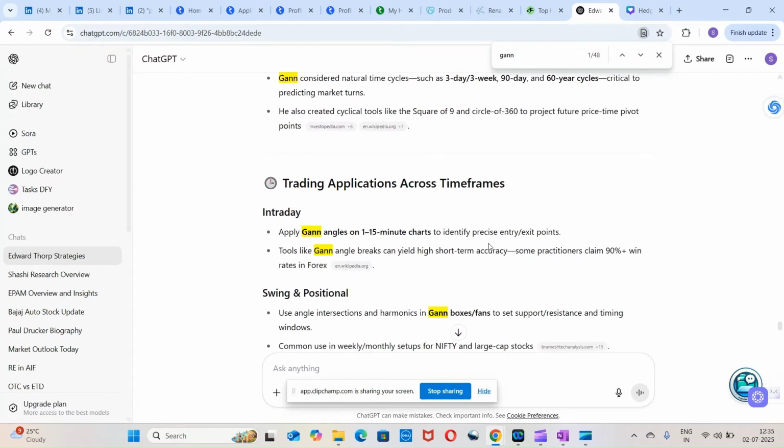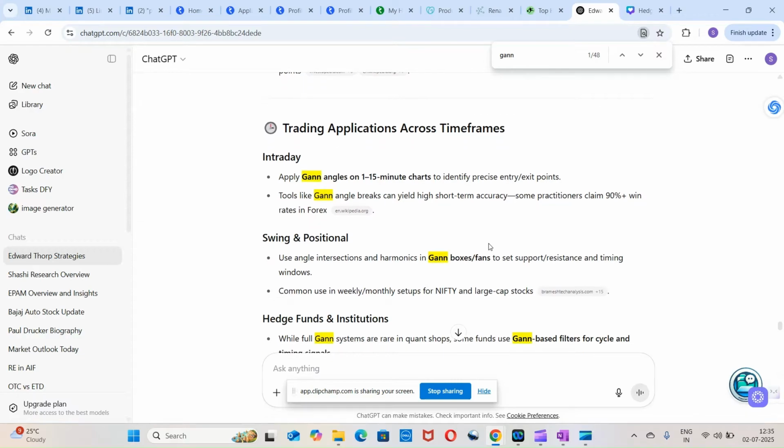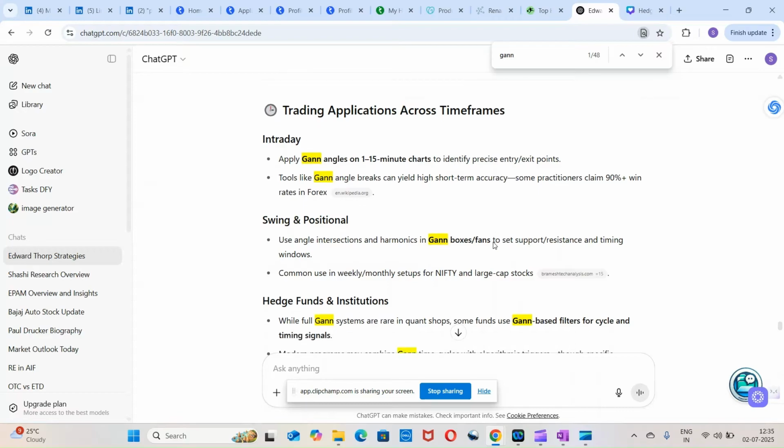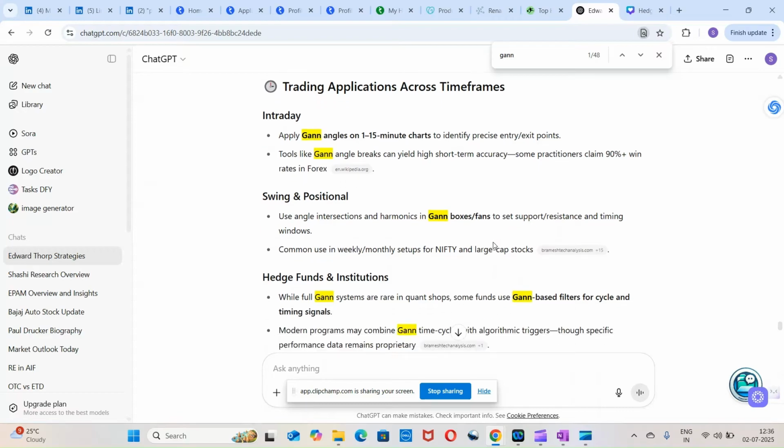Trading applications across time frames using Gann: for intraday, we can apply Gann angles on a 1 to 15-minute chart to identify precise entry and exit points. We can use tools like Gann angle breaks, which can yield short-term accuracy. Some practitioners claim a 90% win rate in forex when a Gann angle breaks. For swing and positional trading, you use angle intersections and harmonics in Gann boxes or fans to set support, resistance, and timing windows. This is commonly used in weekly and monthly setups for Nifty and large-cap stocks.